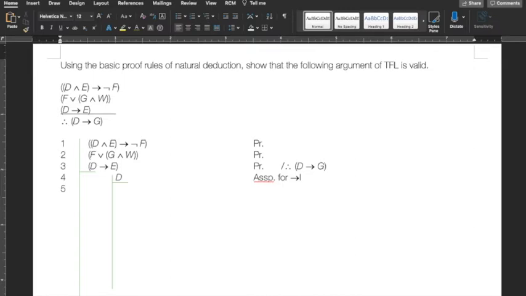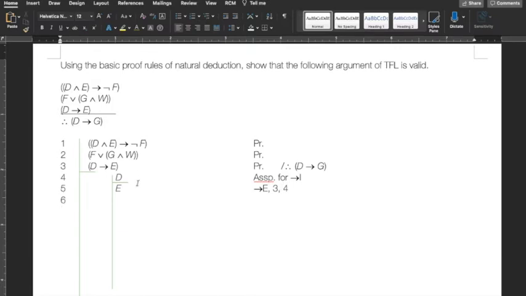Now, once we know that D is true, we can actually apply some of our non-subproof rules. So again, it's generally best to do that as soon as possible when you can. So once we have D, we look at line 3, that's the antecedent to that conditional. So that means we can apply conditional elimination and get E. So that's conditional elimination on lines 3 and 4.